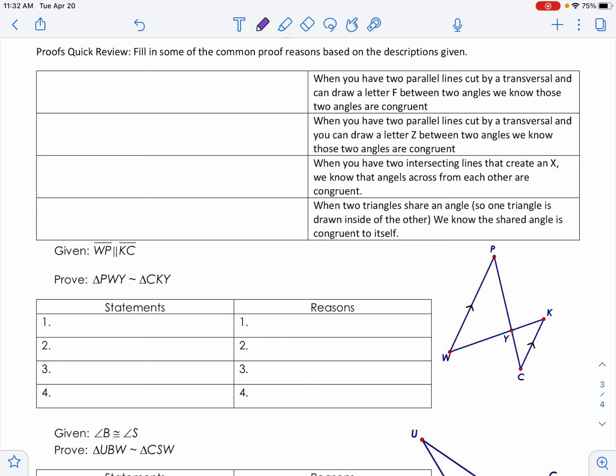So the first description says, when you have two parallel lines cut by a transversal and you can draw the letter F between two angles, we know those two angles are congruent. So that's this picture here where I've got two parallel lines cut by a transversal, and I can draw a letter F. Even if it's upside down and backwards, right? I can still draw the F over these two angles. I know that those angles must be congruent because they're what's called corresponding angles.